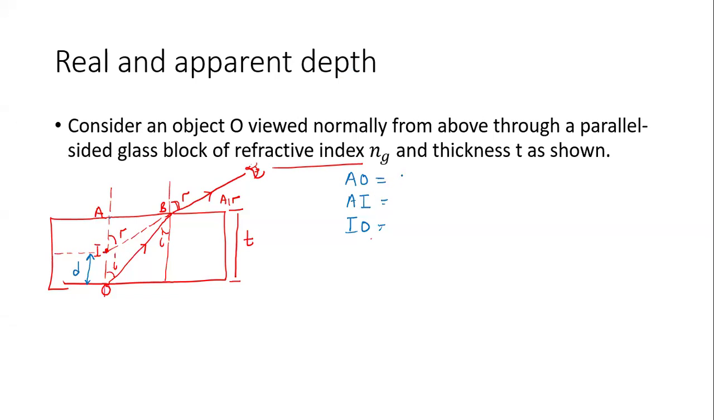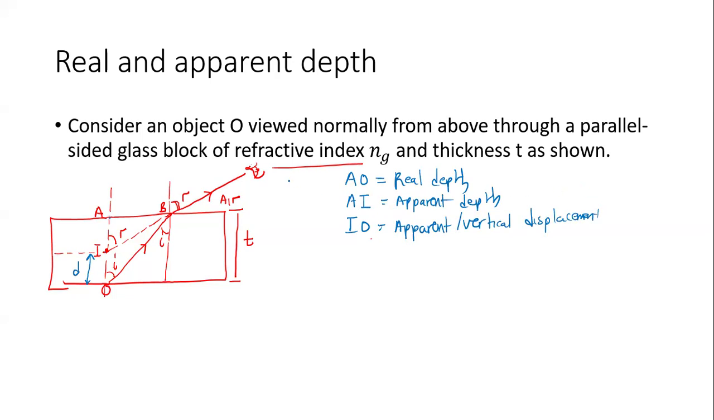So here, our A to O is what we call the real depth, the actual one. Then A to I is what we call the apparent depth. Then I to O is what we call the apparent displacement. In some books, you can find them using vertical displacement. Hope we're a bit now on the same page.